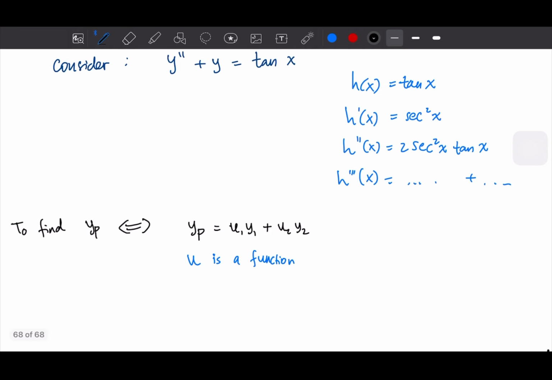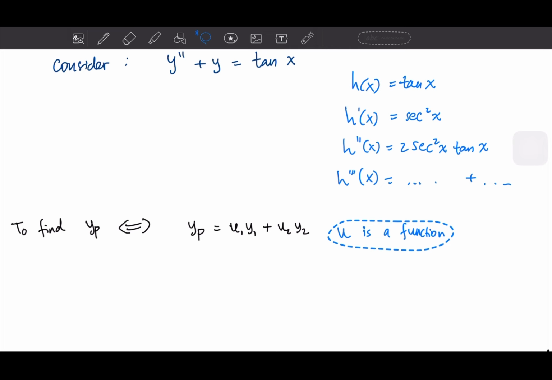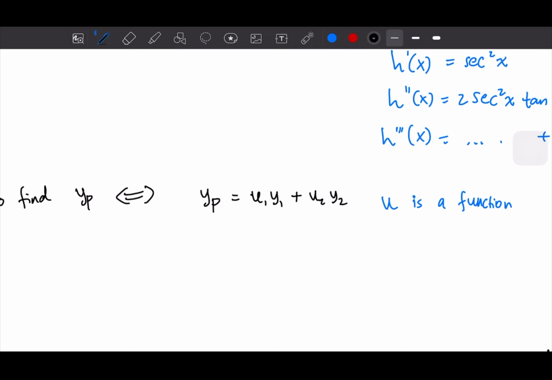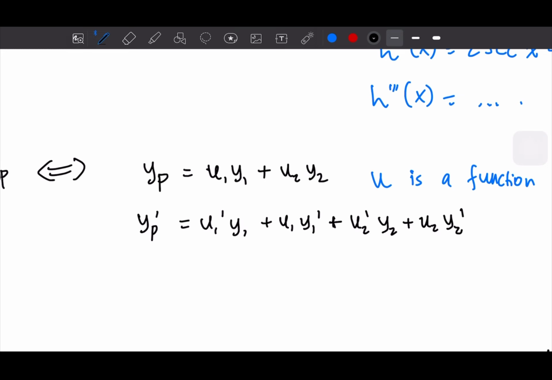Okay, maybe let me write u here, and let's try to take the first derivative. So u1 prime y1 plus u1 y1 prime, and then the same thing with the second one, u2 prime y2 plus u2 y2 prime. I think my writing is a little bit confusing, so let me make the u like this.